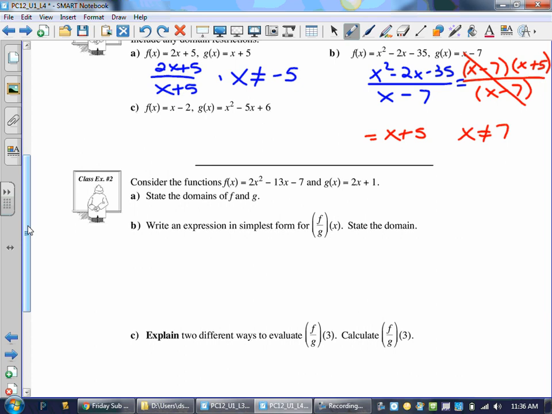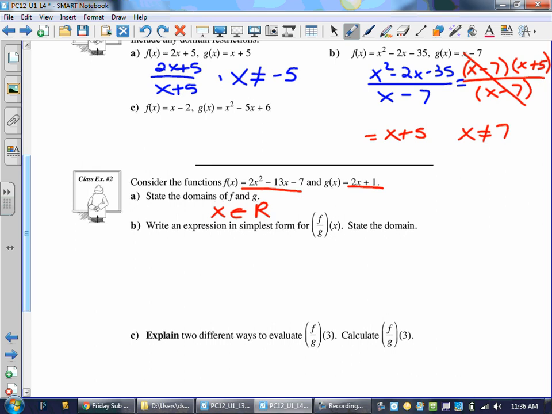Class example number 2. It says, consider the functions f of x and g of x, state the domains of f and g. So right now, the way they are, this is a parabola, and we know that it's facing upwards, so the domain is all real numbers. This is a straight line, so we will also have a domain of all real numbers. So for both f and g, the domain is all real numbers. Okay, now let's go on.